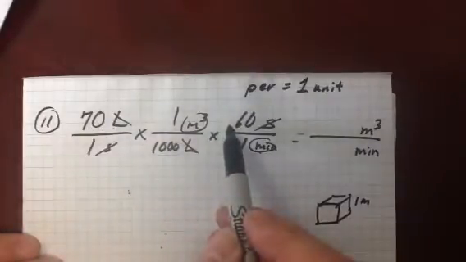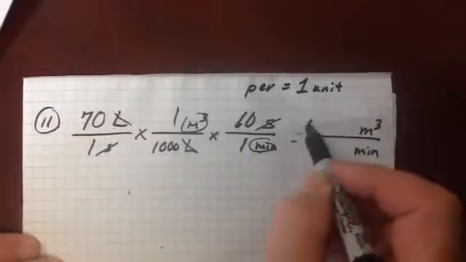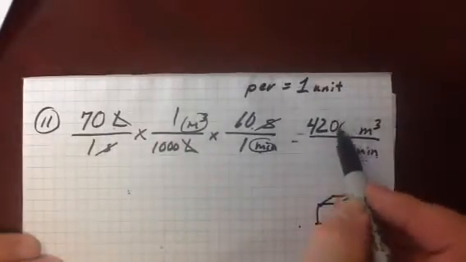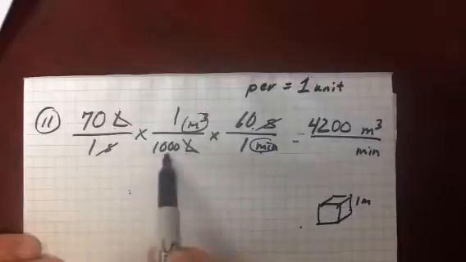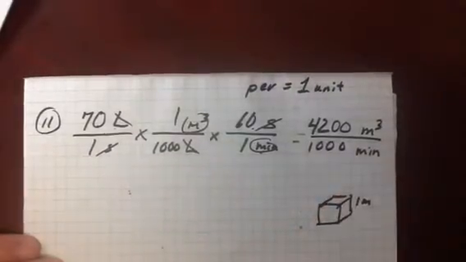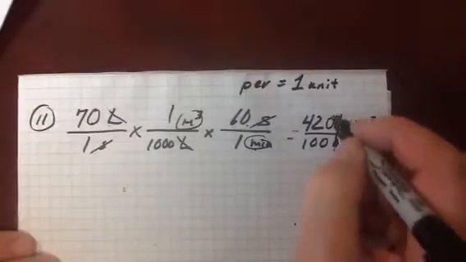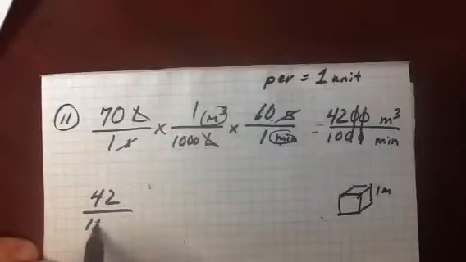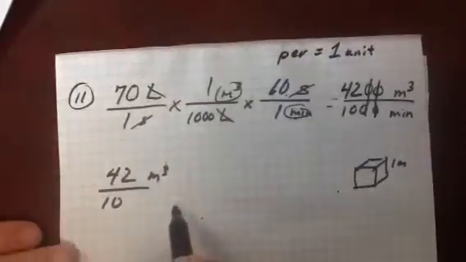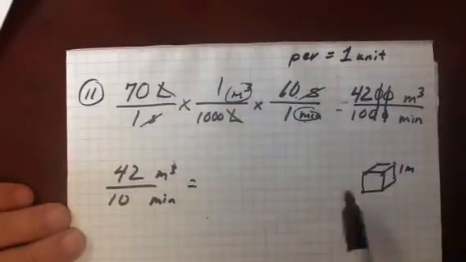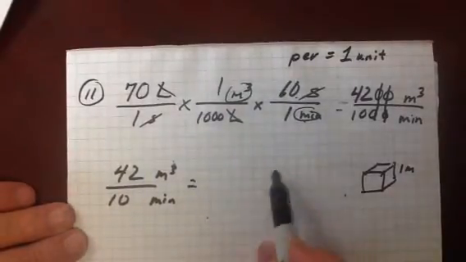70 times 60. Now let's do 7 times 6 is 42. Math is about making it easy, and add the 2 zeros. 4,200. On the bottom, 1,000 times 1 times 1, 1,000. Okay. Now I can cancel these zeros. I get 42 over 10, and my words, meters cubed per minute.